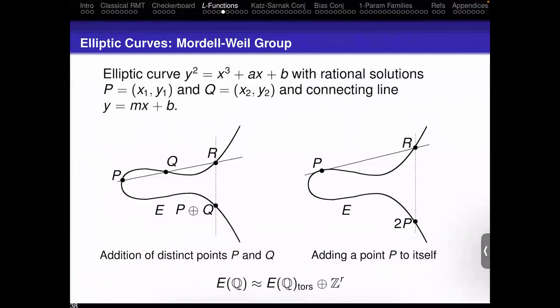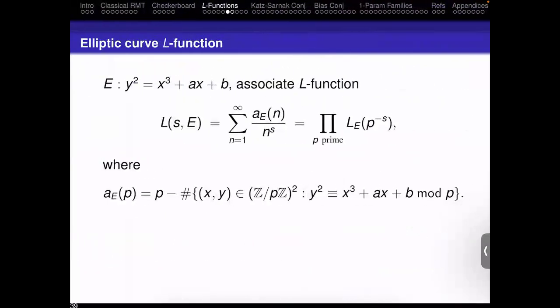Okay, so you can form a group structure on them, and we can use this to construct an elliptic curve L function, where we're going to basically count how many points there are mod p. So looking at all pairs x and y such that y squared is x cubed plus ax plus b mod p. And then it turns out it's good to look at p minus the number of solutions.